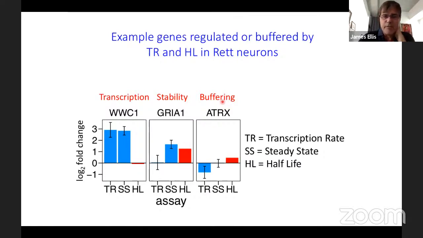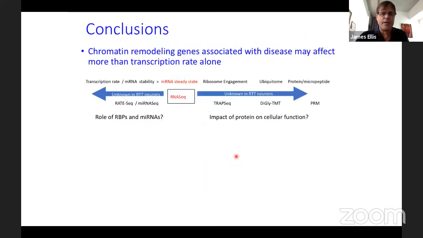And this is an example of buffering. ATRX is sometimes associated with autism. You can see the transcription rate goes up, the half-life goes down, and steady state analysis reveals no change. So if you do RNA-seq, you say ATRX is not changed, but in fact it is. It's just that they've buffered and canceled each other out.